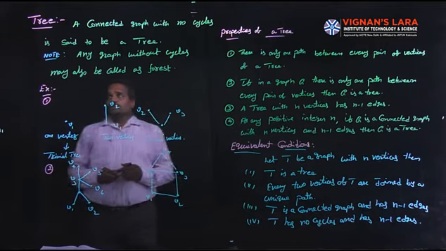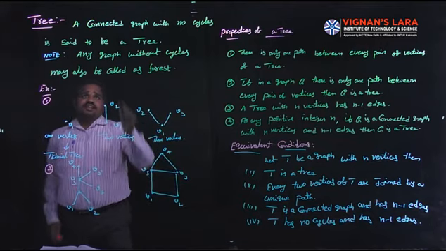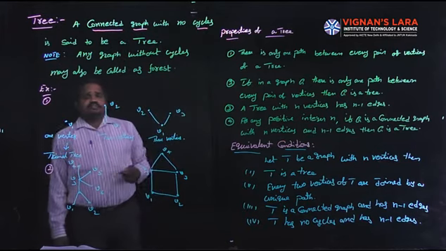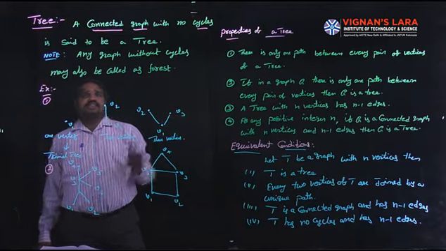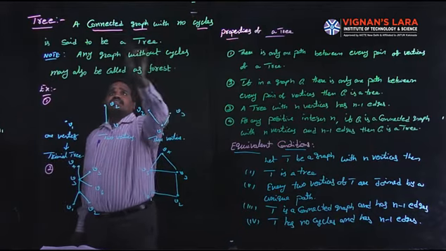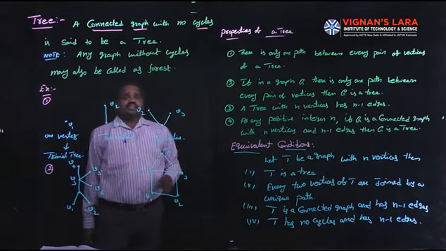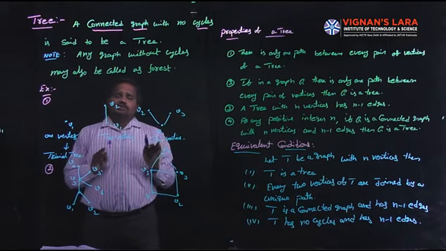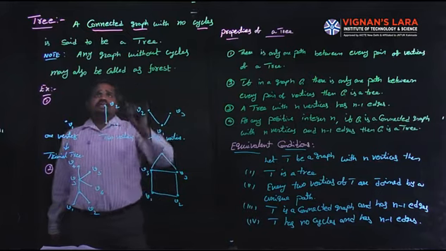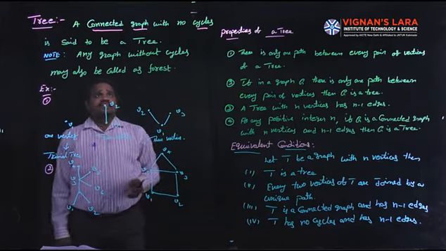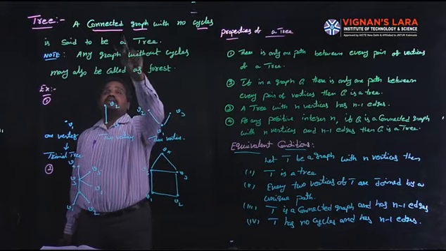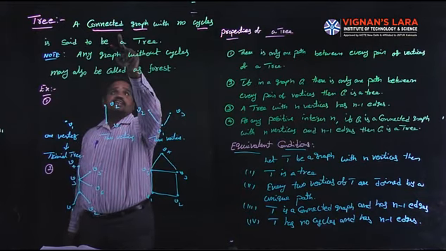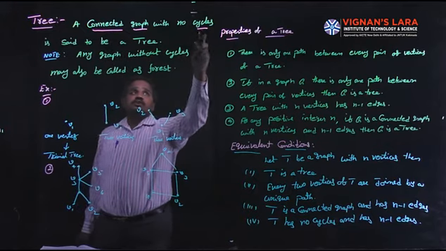Coming to this, what is a tree? A tree is a connected graph with no cycles. That means there are no loops existing in this graph, and it is a connected graph. What is the meaning of a connected graph? If you take any two vertices in the graph and those two vertices have a path, that applies for any pair of vertices in this graph, then the graph is said to be a connected graph.